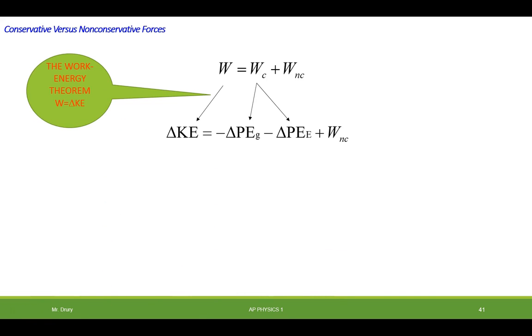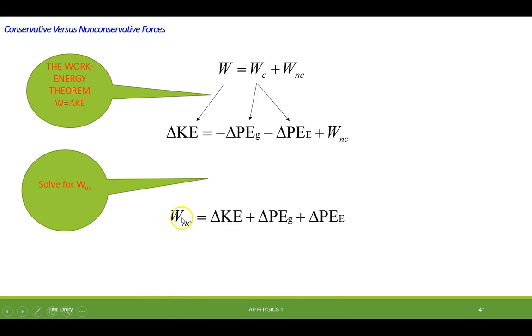All right, let's look at this again. Once again, we could say this work is actually equal to the change in kinetic energy, and that's the work energy theorem. We could say the work conservative would be like the change of potential energy gravitational and the change of potential energy elastic. And we could also say that the work non-conservative would be like the force of friction, for example. We could actually solve this for work non-conservative. And therefore we have work non-conservative is equal to the change in kinetic energy plus the change of potential energy gravitational plus the change of potential energy elastic. So the two types added together.